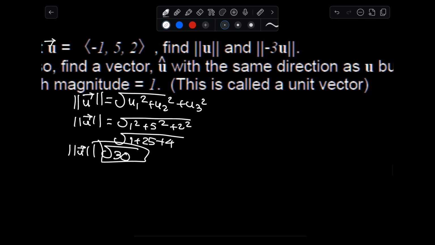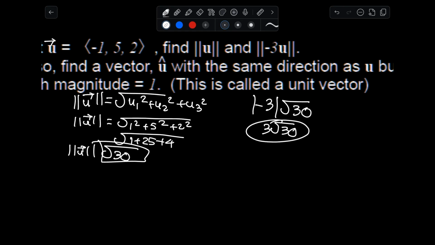And then for -3, we can use that constant rule we learned earlier. We want to take the magnitude of the constant on the outside, and put root 30 here, because that's what we derived above. And the absolute value of this would be 3 root 30. Get our answer.